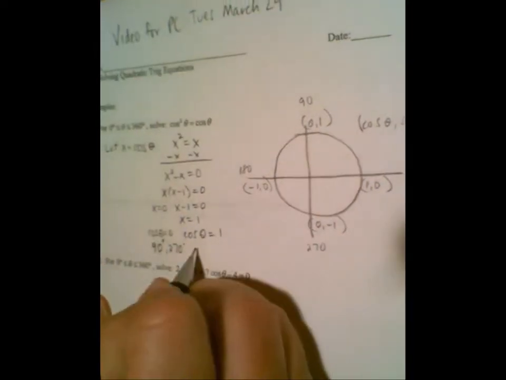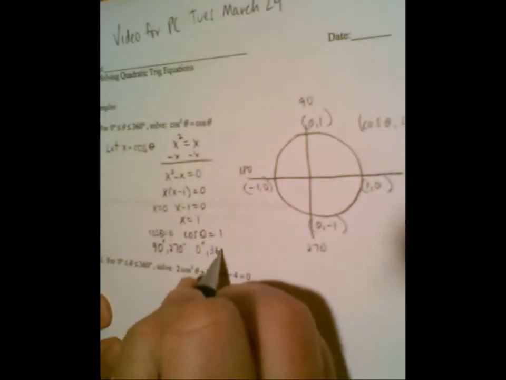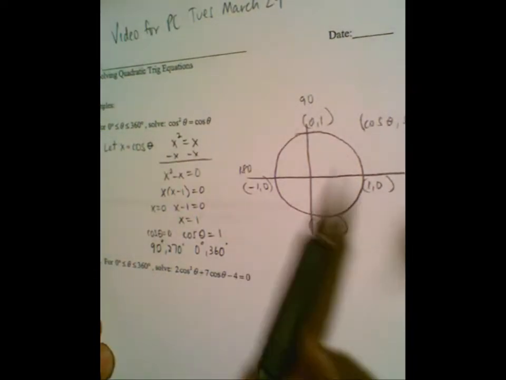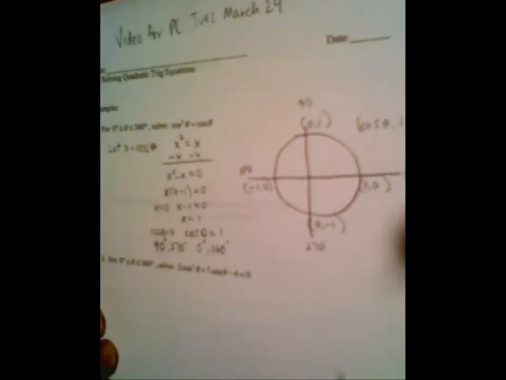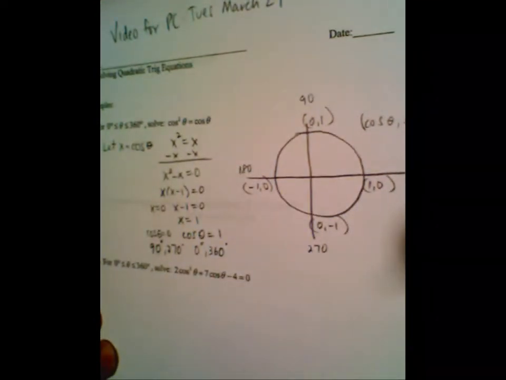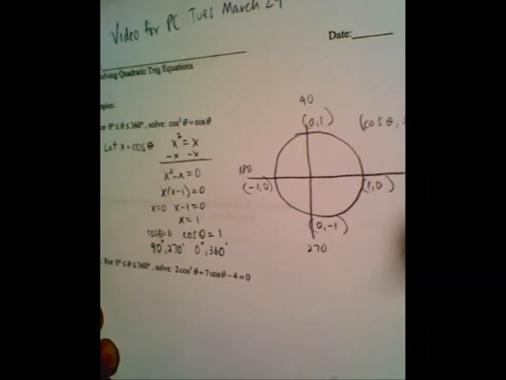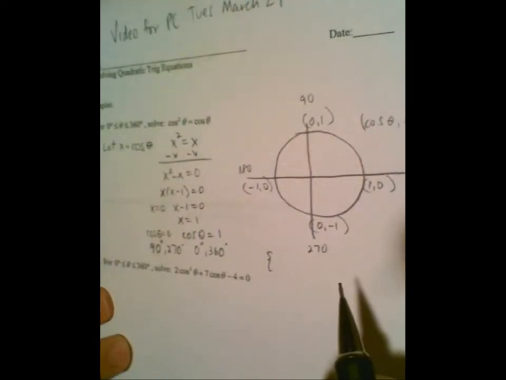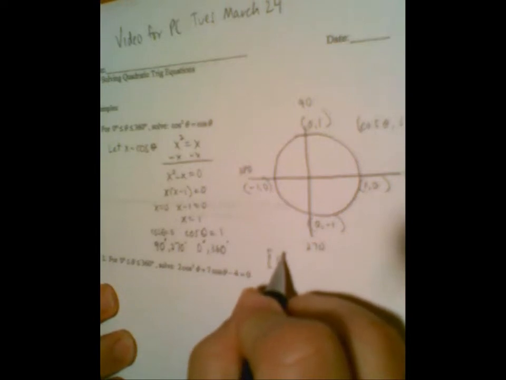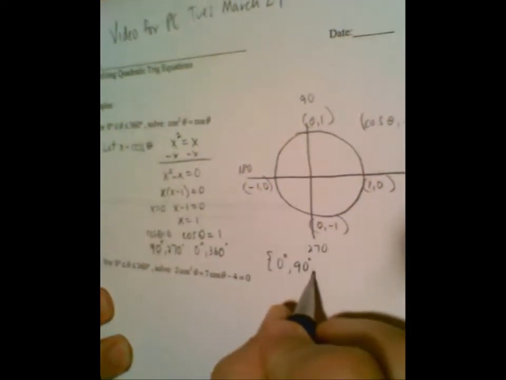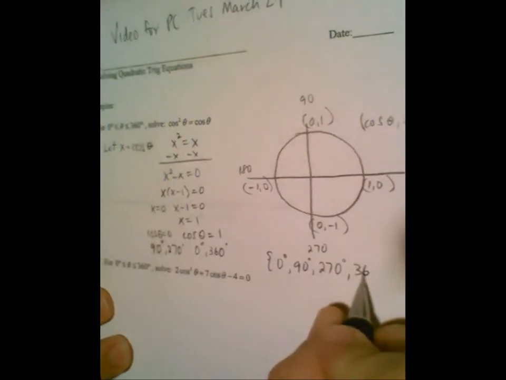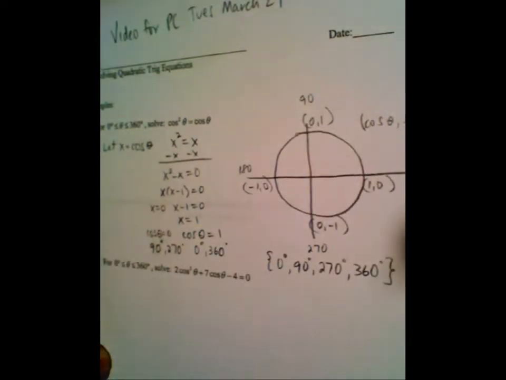0 degrees and 360 degrees. So these are called quadratic, by the way, because they have the squared. That's why they're called quadratic trig equations. Now, the final answer to our question, I list them in order from least to greatest: 0 degrees, 90 degrees, 270 degrees, and 360 degrees. And that was number 1.